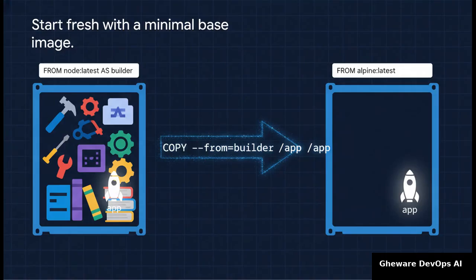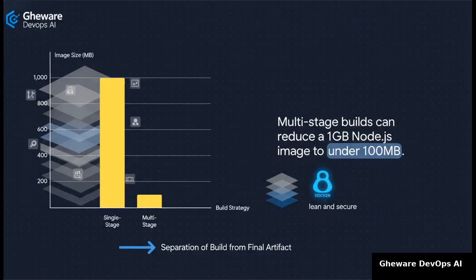Then, in the very same Dockerfile, we start completely fresh. A new, tiny production image, something like Alpine. And here it is, the magic command. COPY --from=builder. This little line lets us reach back into our first builder stage and pull out only the compiled files we need, leaving all those heavy build tools and dependencies behind forever. It's like magic. And the result? Well, it's nothing short of dramatic.